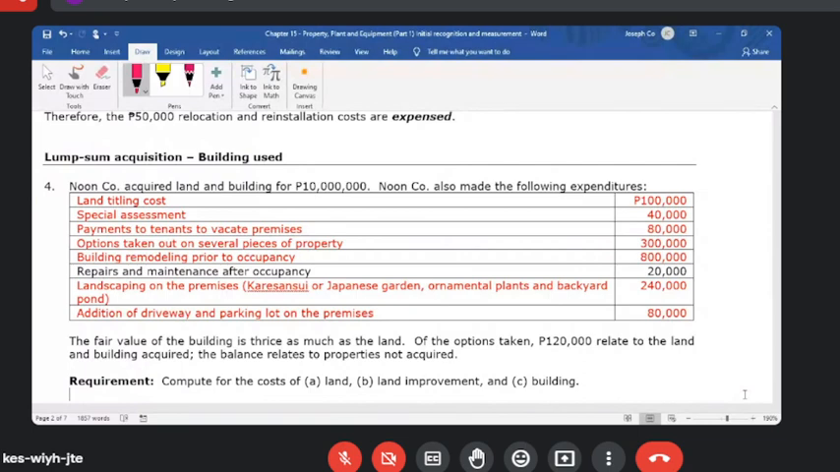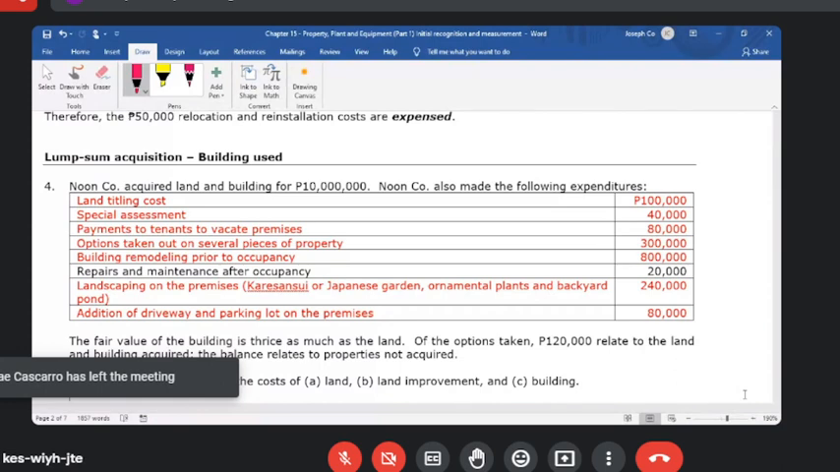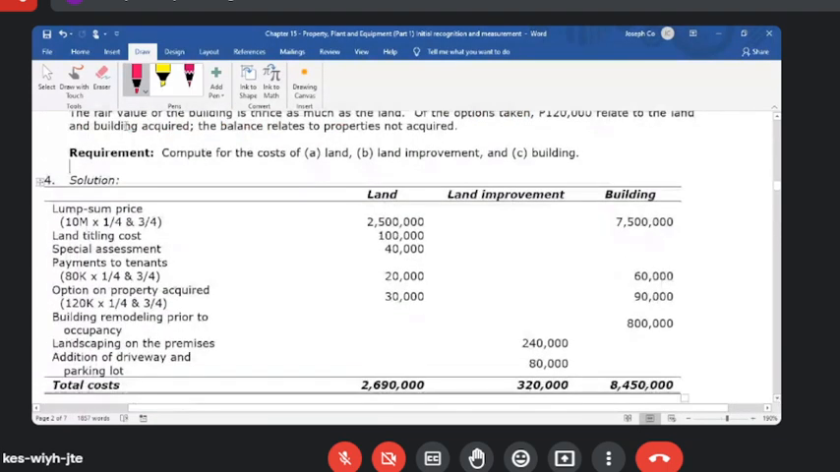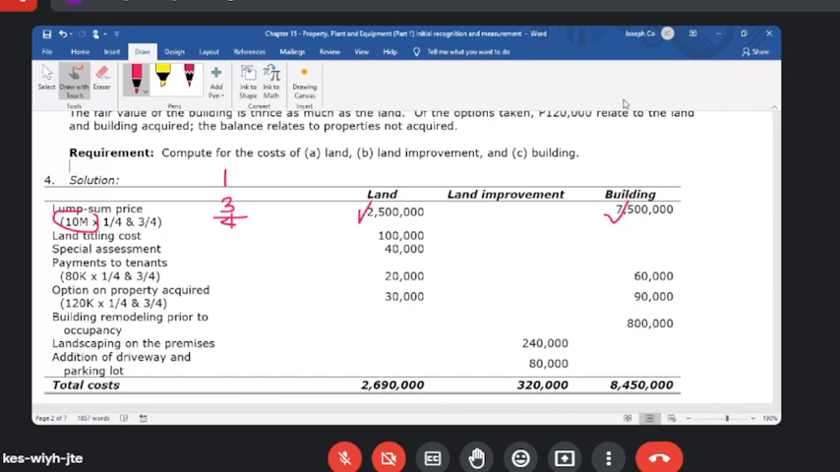The par value of the building is thrice as much as the land. Of the option taken, 120,000 relate to the land and building acquired, and the balance relates to the properties not acquired. Okay, di ba? Ang sabi is 1, 3, kaya 1 plus 3 is equal to 4, no? 10 million times 1 over 4 para sa land, 10 million times 3 over 4 para sa building.